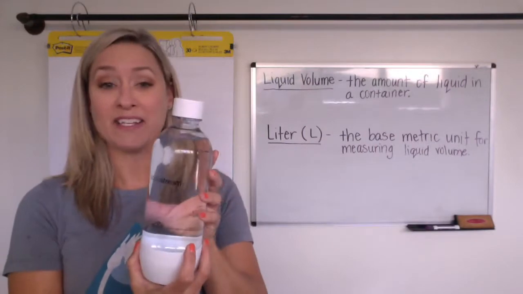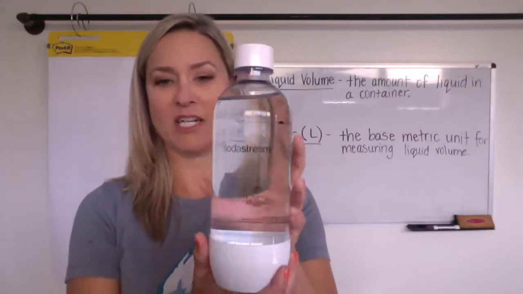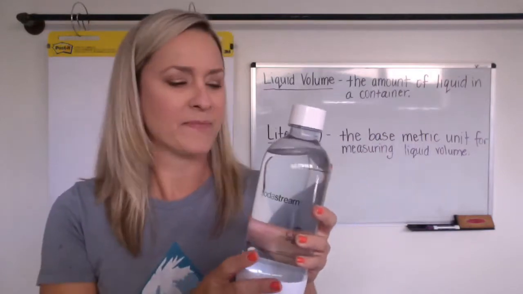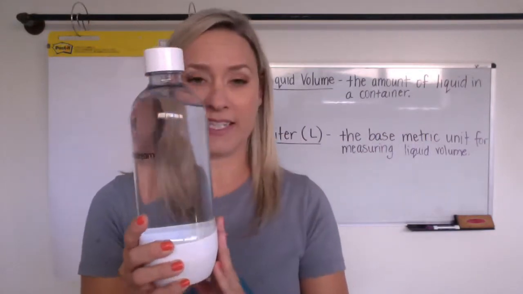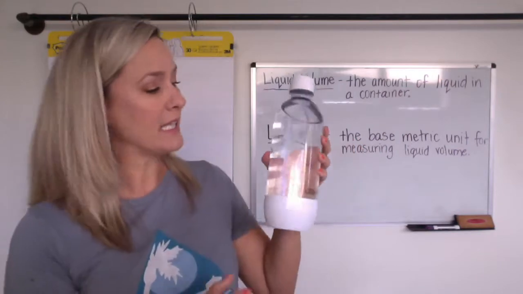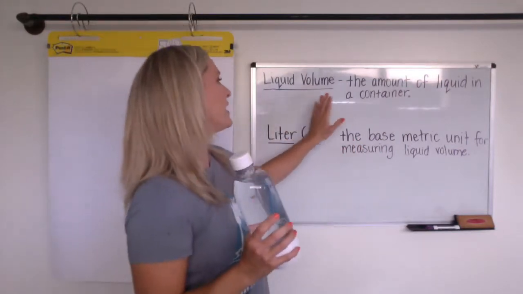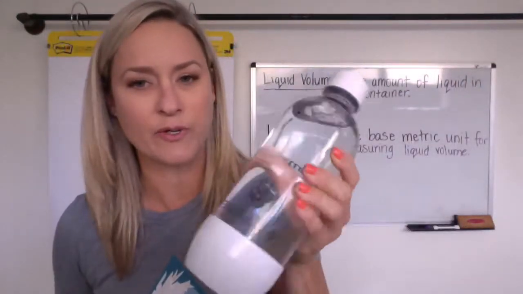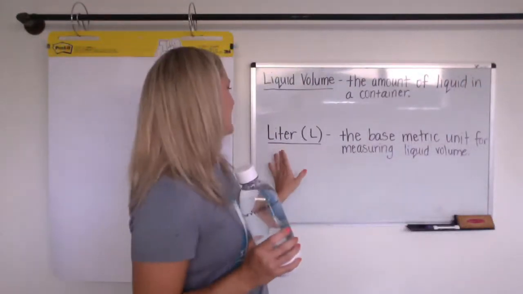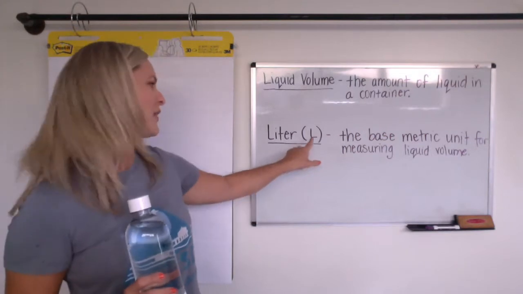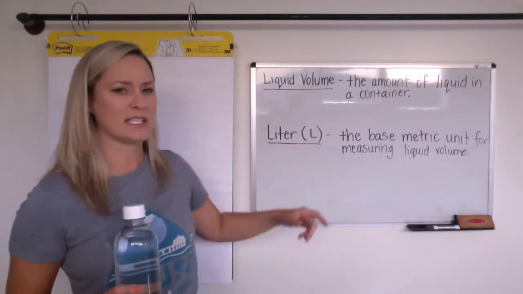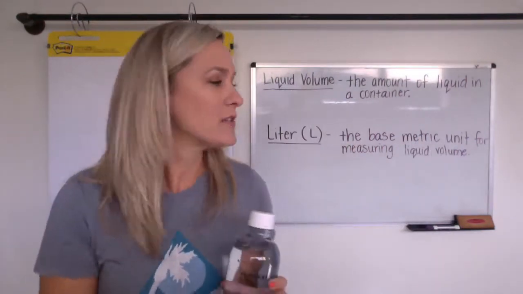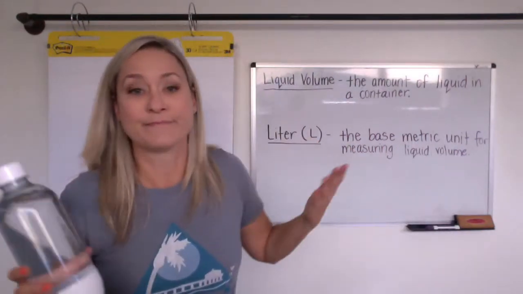All right, so this is my SodaStream bottle, and I have filled it basically all the way to the top without spilling it, right? This is exactly 1 liter. So the amount of liquid in this container is 1 liter, so that is the liquid volume of this container. Now you can see I have written liter here too, and I put a capital L in parentheses because lots of times when we're abbreviating something, we just use a capital L for liter.